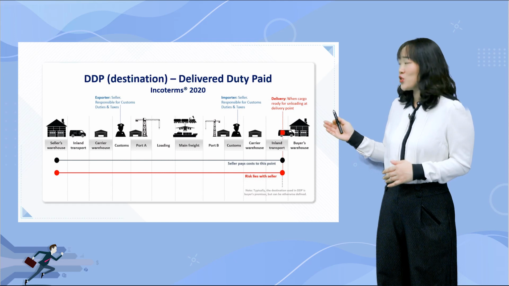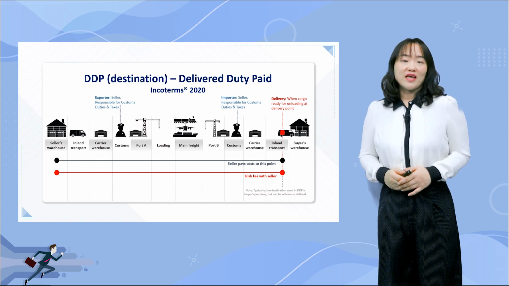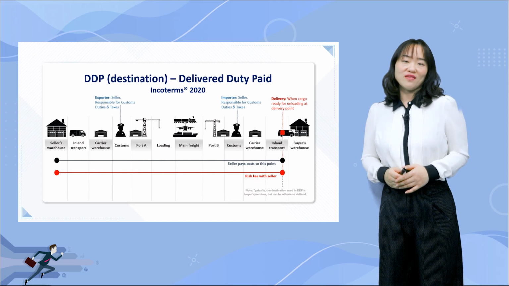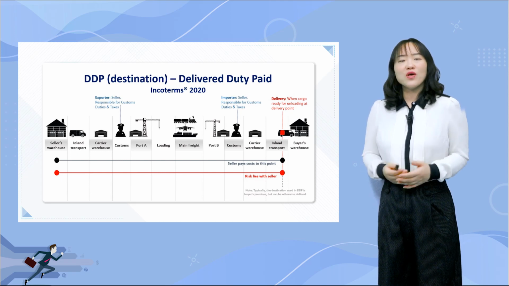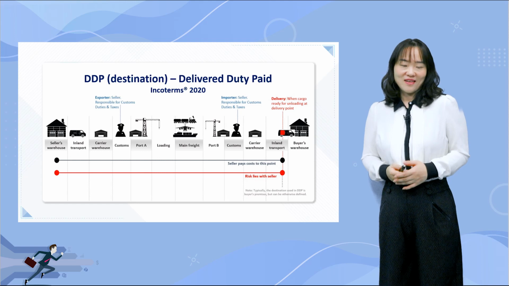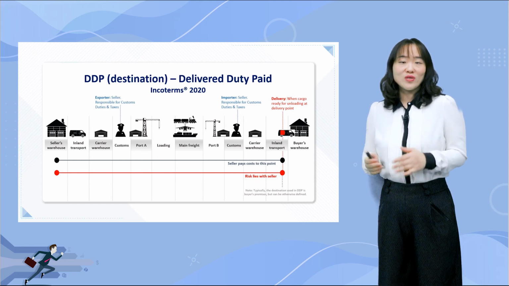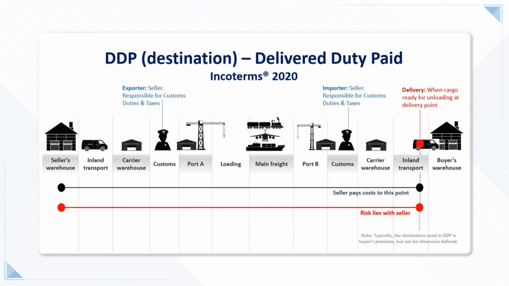DDP, delivered duty paid. DDP is by far the most famous one used by the buyers because it will put all the risk on the seller. It is also called a door-to-door delivery. The seller bears all the costs and risks involved in bringing the goods to the place of destination, including clearing the goods through customs in the buyer's country, both paying the duties and taxes, and obtaining the necessary authorizations and registrations from the authorities in that country.